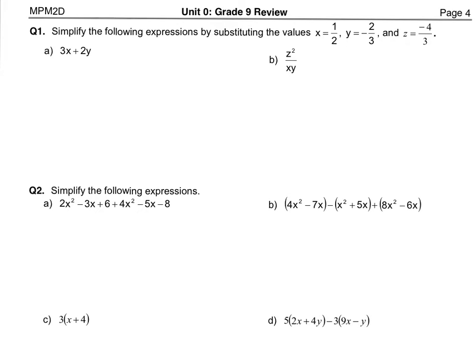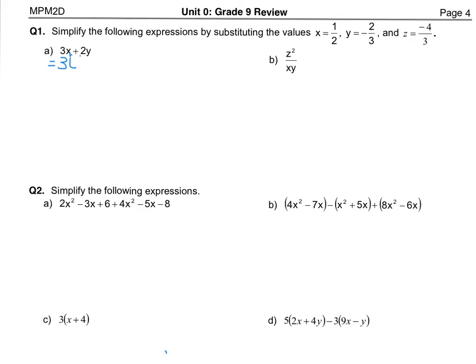Okay, welcome to Simplifying Expressions by Substituting Values in for the Variables. For question 1a, we have 3x, which means 3 times the value of x, and then we have plus 2y, which means 2 times the value of y. So for substitution, we're just going to replace the value of the variable, which in this case is x, with its given value. So x is equal to 1/2, according to what it's been defined as.